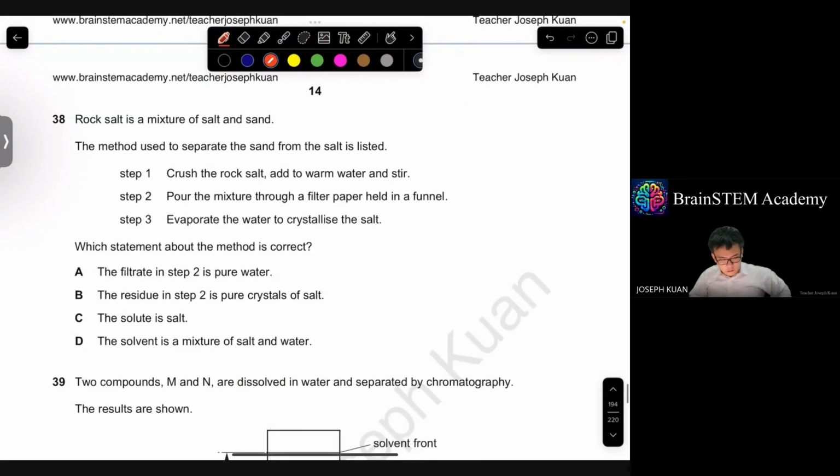Moving on. Rock salt is a mixture of sand and salt. The method used to separate the sand from salt is listed. Crush the rock salt, add to warm water and stir. Pour the mixture through a filter paper held in a funnel. Evaporate the water to crystallize the salt. Which statement about the method is correct?